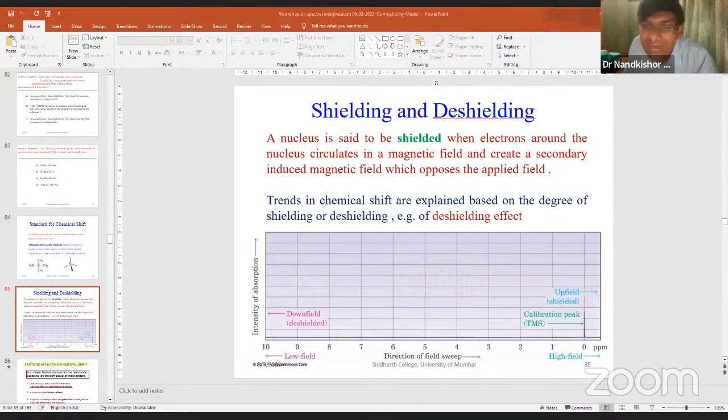So the required magnetic field will be less. If the denominator is less, ultimately this del value will be high. So this proton is considered to be deshielded. These protons are considered to be shielded. Shielded means the required frequency will be high, and deshielded means the required frequency will be less. So this is the simple meaning of it.